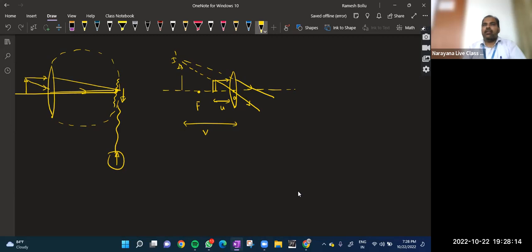Every eye, not only the eye, every optical instrument, whether your eye, your spectacles, your simple microscope, your compound microscope, electron microscope, telescope, whatever instruments you are using, every instrument has two points. What are the two points? The first point is called the near point. What is the name of that point? Near point. And the other point is the far point.